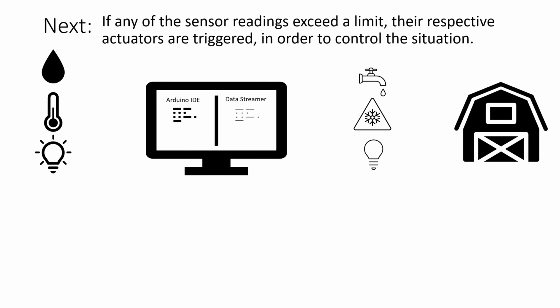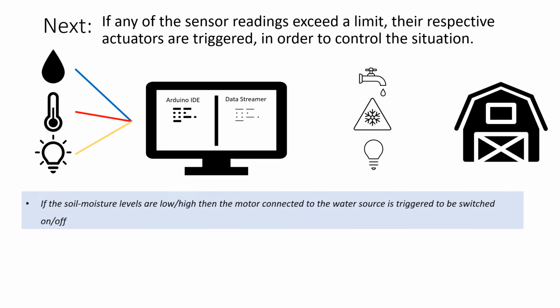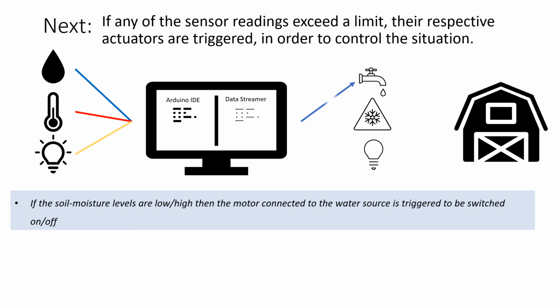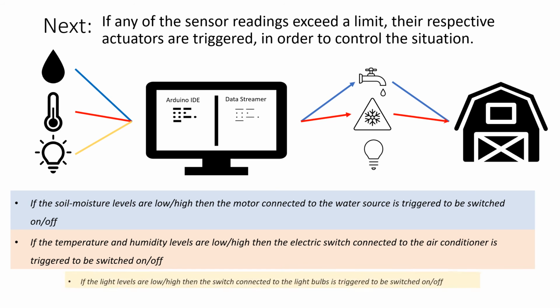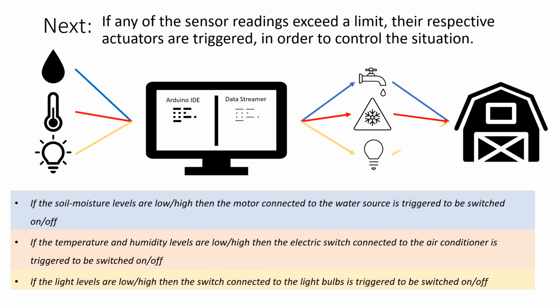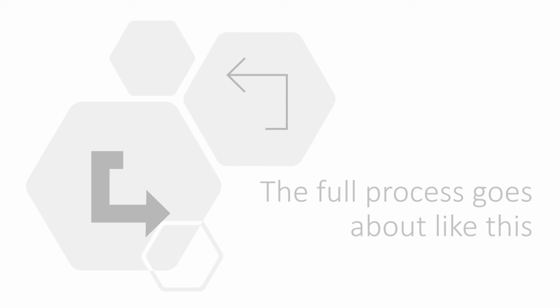The second stage of the process: we check if any of the sensor readings exceed a limit, and their respective actuators are triggered in order to control the situation. If the soil moisture levels are low or high, then the motor connected to the water source is triggered to be switched on or off. If the temperature and humidity levels are low or high, then the electric switch connected to the air conditioner is triggered to be switched on or off. If the light levels are low or high, then the switch connected to the light bulbs is triggered to be switched on or off.